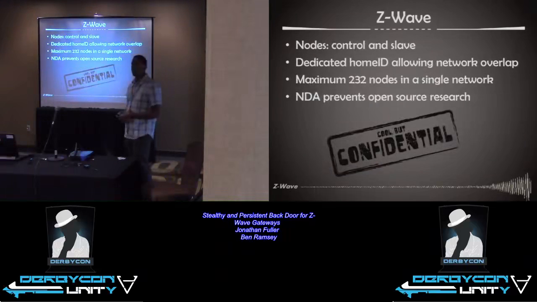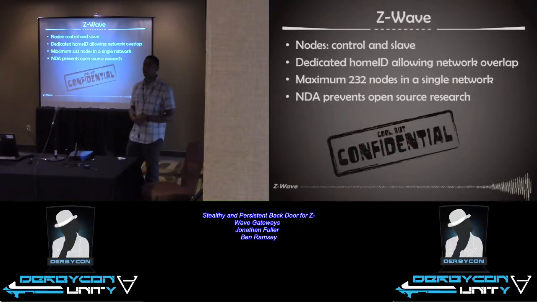In all Z-Wave networks, there are two types of nodes. There are control nodes and there are slave nodes. There's also a dedicated home ID allowing for network overlap without interference. In any given Z-Wave network, you can have up to 232 nodes. And Sigma Designs requires any Z-Wave developer to sign a non-disclosure agreement, and this prevents open source research. Therefore, little is known about the security implications of its use.